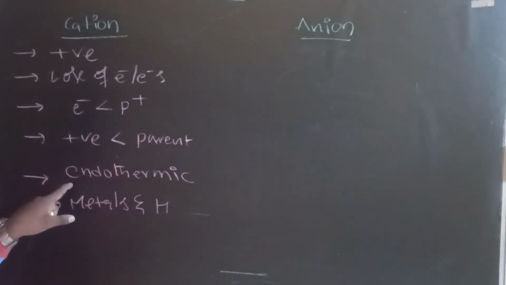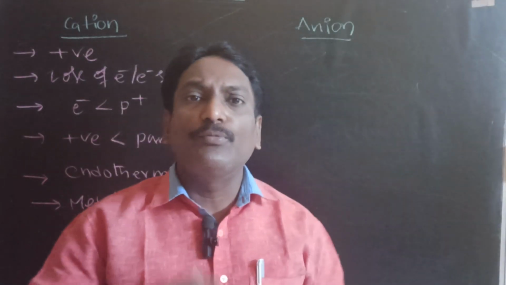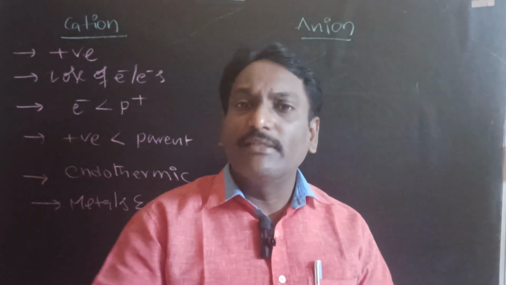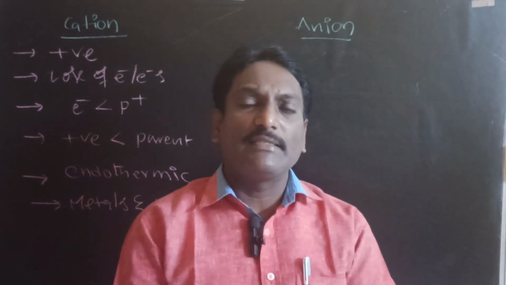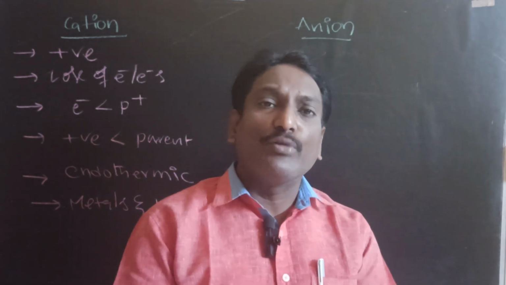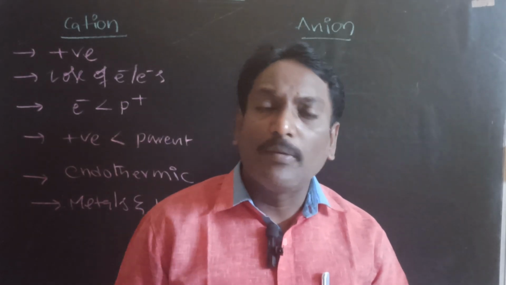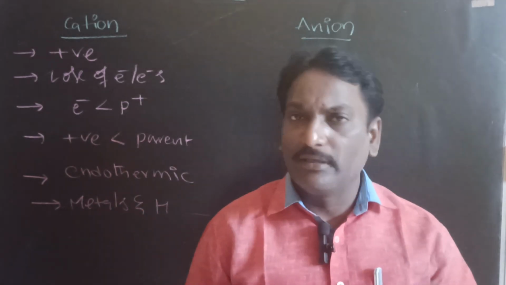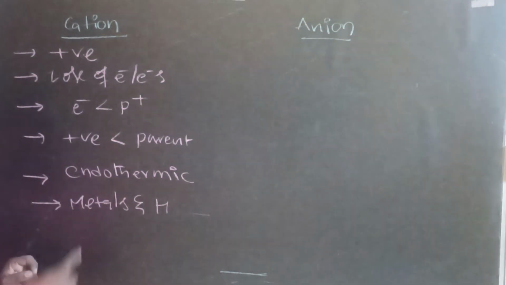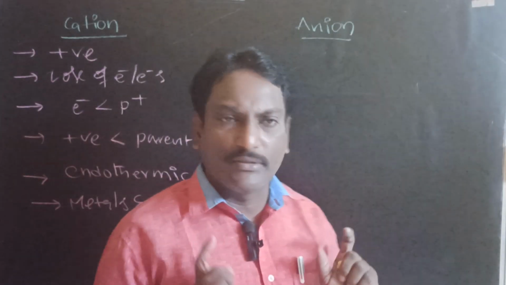So that's why the size of the atom decreases. Next, it's endothermic in nature because to remove an electron we need to provide energy. So during the formation of a cation, the atom requires some amount of energy. Gaining or absorbing of energy is called an endothermic reaction. So that's why formation of a cation is endothermic in nature. Generally, cations are formed by metals and hydrogen.